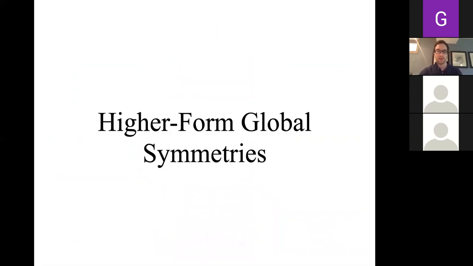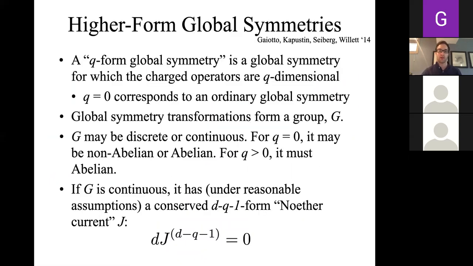So to begin, let's introduce or perhaps review the notion of higher form global symmetries. A Q-form global symmetry in a quantum field theory is a global symmetry in which the charged operators are supported on Q-dimensional manifolds. So the case of an ordinary global symmetry that we know and love from QFT1 would correspond to the case of Q equals 0. Here, the charged operators are just local operators supported on points. Global symmetry transformations form a group G, which may be either discrete or continuous. Ordinary global symmetries with Q equals 0 may be either non-abelian or abelian, but for Q greater than 0, they're necessarily abelian.